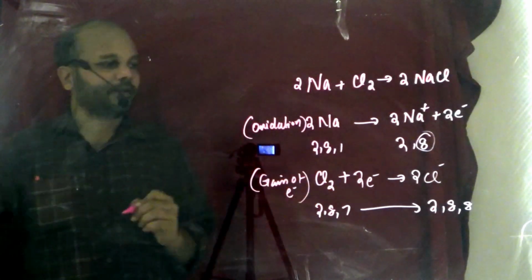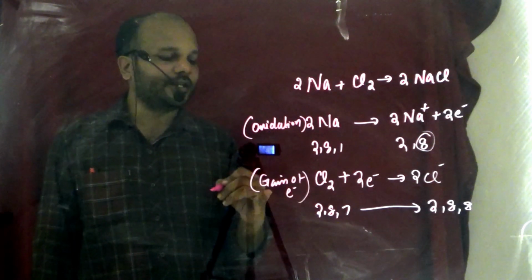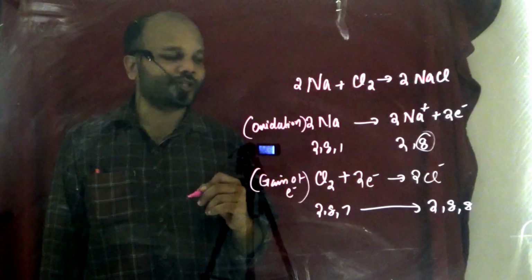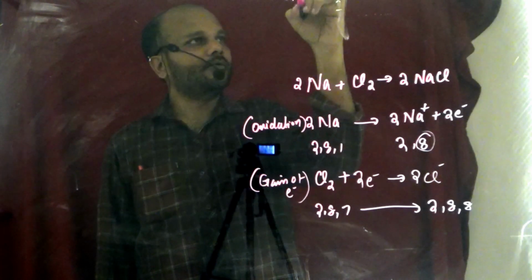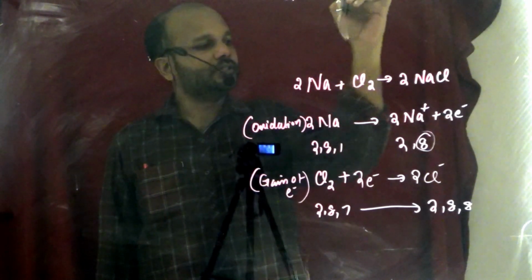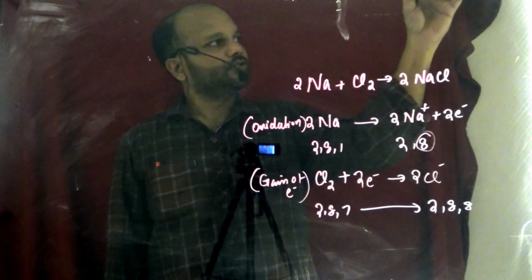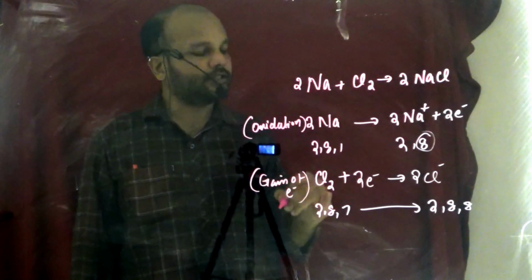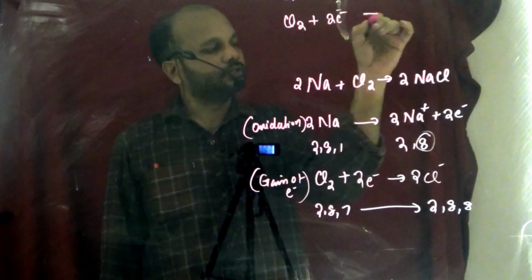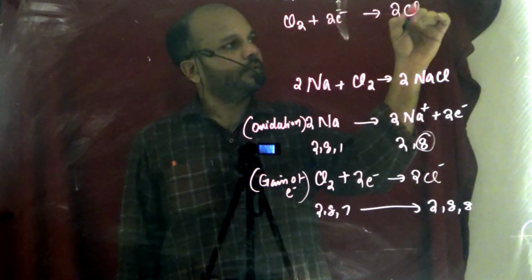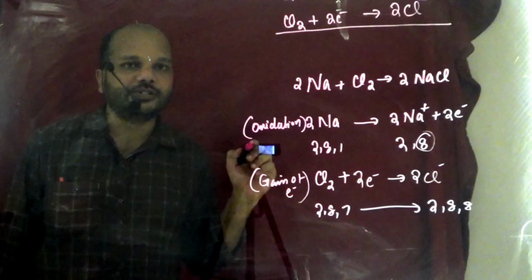Gain of electrons is happening. Now we will combine this oxidation and the reduction half-cell reaction to see the redox reaction. We will combine 2Na gives 2Na+ plus 2 electrons, and here Cl2 plus 2 electrons gives 2Cl-. We will add both of these reactions.